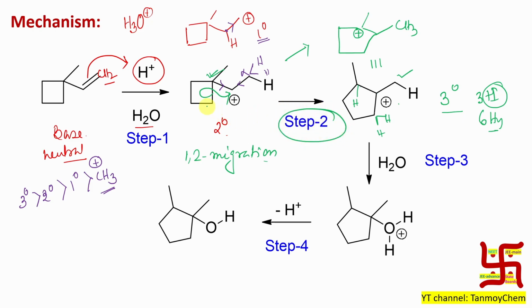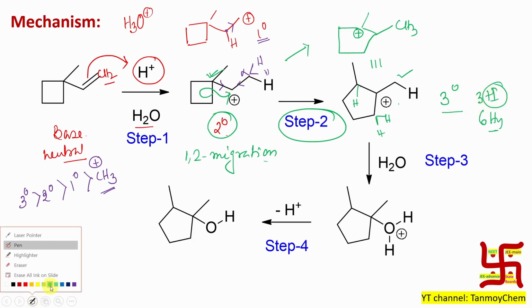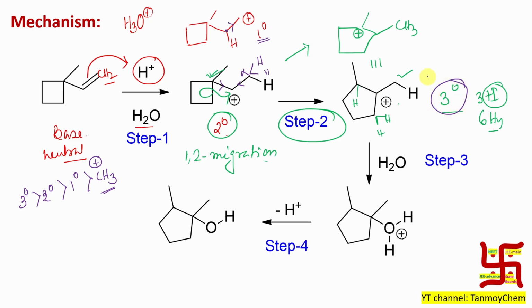Not only that, if you look at what is the driving force of step number 2, the logic is that from a 4-member ring to a 5-member ring, so relief of ring strain, point number 1. Second point, in this case it was a secondary carbocation, here it's a tertiary carbocation, so it is relatively more stable. Now this much I guess you have understood. Now if you ask whether further rearrangement is possible, the answer is no. No further ring expansion is possible, because a tertiary carbocation is already obtained here.